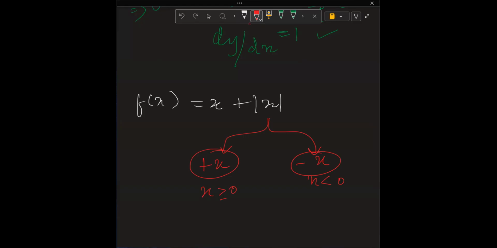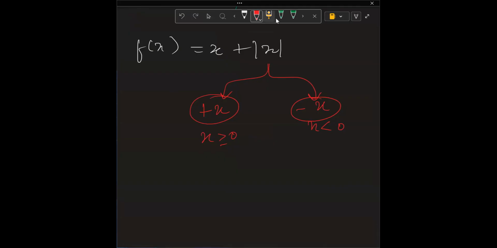So if I am considering x is greater than 0, right? In that case my f(x) is going to be 2x, and in the second case, my f(x) is going to be x minus x, that is going to be 0. All right.